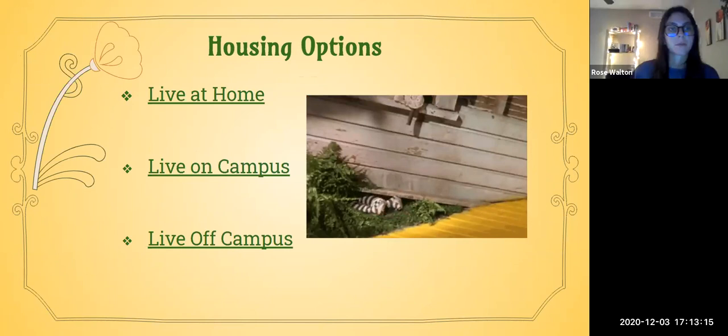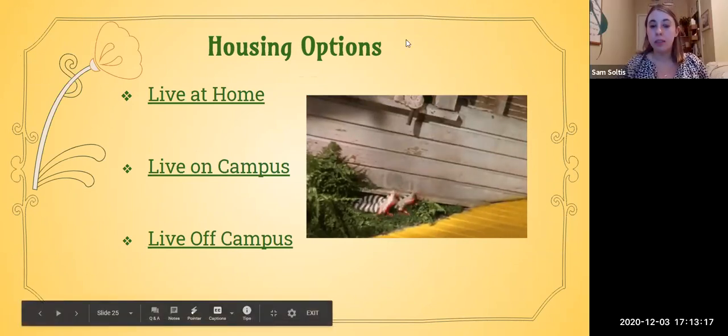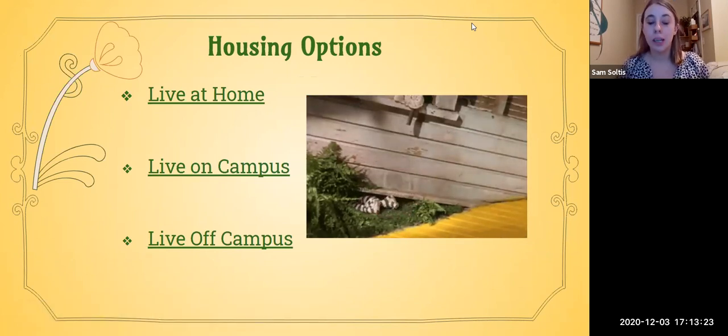Yeah, so a big thing that you guys want to consider your options for is housing. So you have options. You can either live at home, live on campus, or live off of campus. And there are benefits and drawbacks to each of them. So we'll go through some of those.